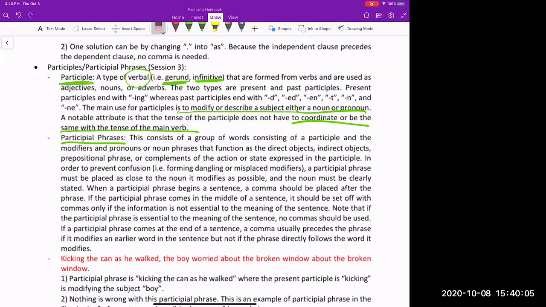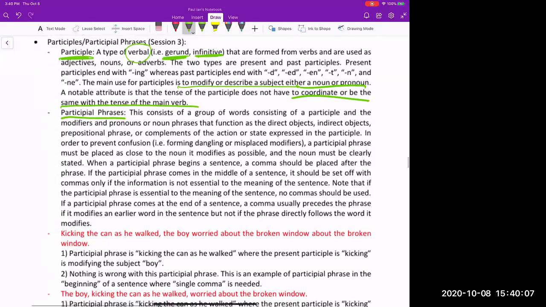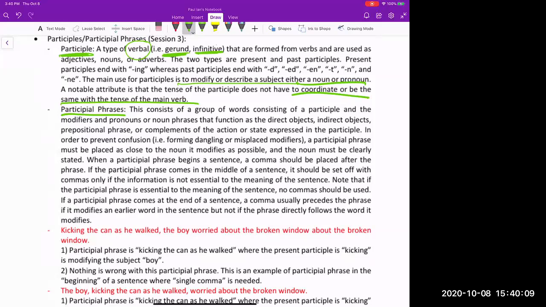Okay, so now the participial phrase. The one thing you can be sure it has is a participle. It starts out with a participle, an ing verbal. What it does is the same thing as a participle: the whole thing modifies the noun or pronoun.